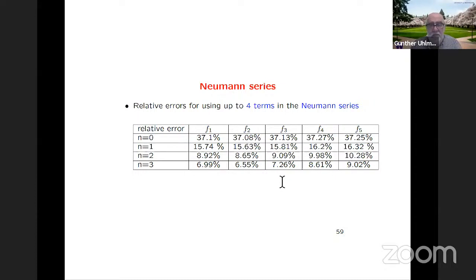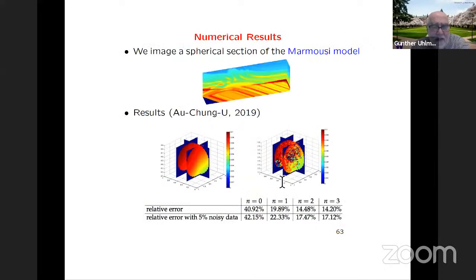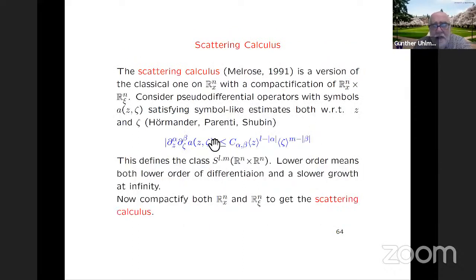I think I will explain very quickly, before the second part, the scattering calculus. This was Melrose in 91, but there were already calculi like this in Hormander, Parenti and Shubin. And instead of having the usual estimates of pseudo-differential operators, when z is in a compact set, it is like (1 + |ζ|²)^(m - |β|). When you differentiate with respect to β, you lose.